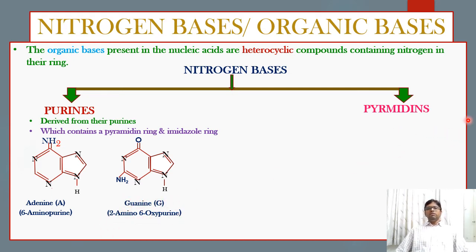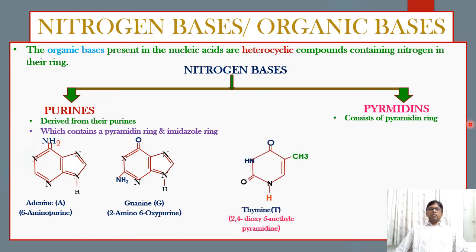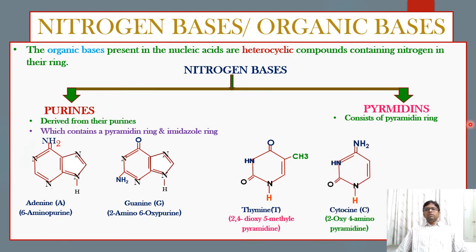Coming to the pyrimidines, pyrimidines consist of only one ring, that is one CN ring, the pyrimidine ring. And there are 3 types of pyrimidines present in nucleic acids. One is thymine, second one cytosine, third one uracil. Thymine and cytosine are found in DNA. Cytosine and uracil are found in RNA. In place of thymine, uracil is present in RNA molecules. Thymine is not found in RNA.